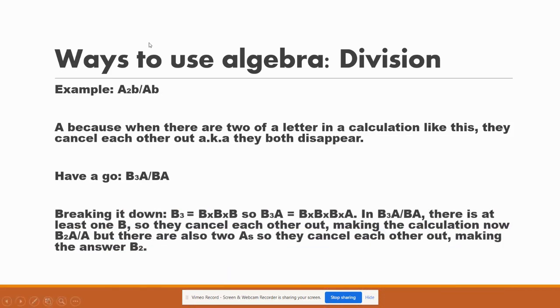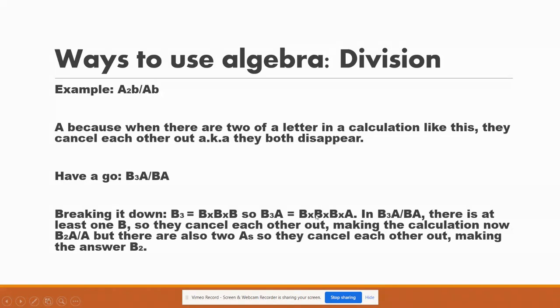Your answer, we're going to break this one down because it's a little bit of a harder question than the ones we've done before. Remember, b cubed equals b times b times b, so b cubed a is b times b times b times a. Because when there are two letters next to each other, like ba, it means those letters are timesing each other. In b squared a divided by ba, there is at least one b, so they cancel each other out.